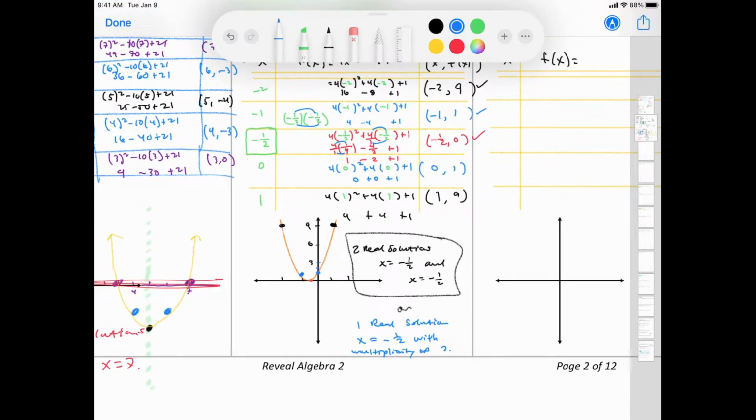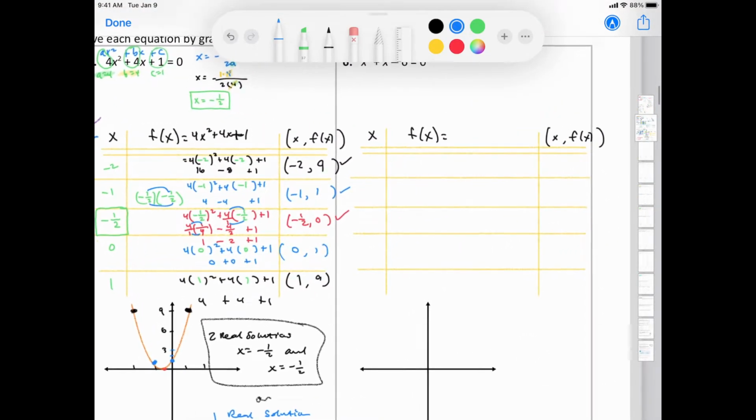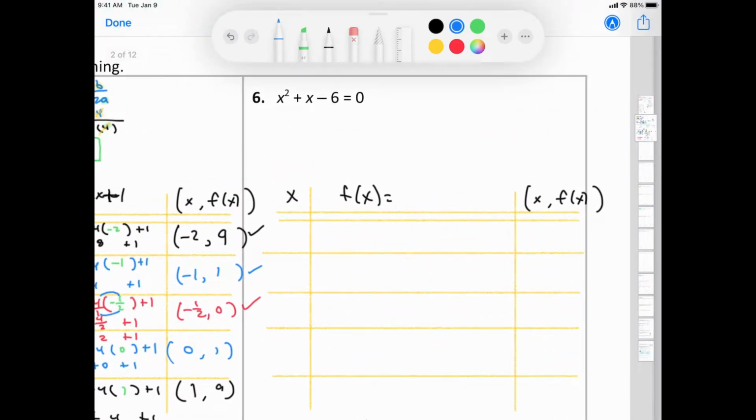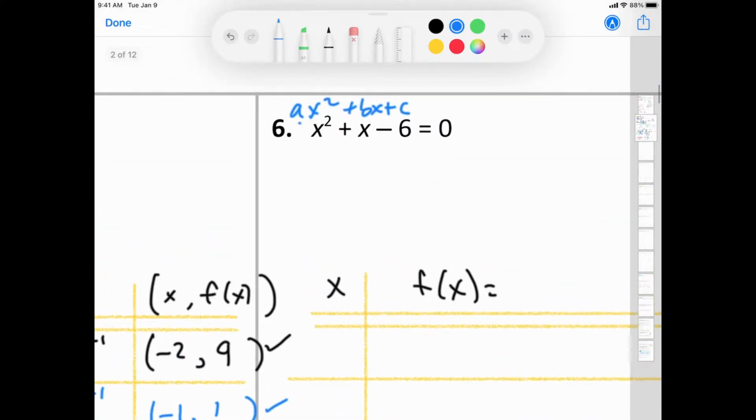Okay, and let's go ahead and try number 6. Let's write standard form above it. Remember, there's a 1 there. A is 1. Okay, there's a 1 there too, right? Nothing's there. It's either a 0 or 1, and if it was 0, 0 times anything would go away. So it must be a 1 there. And C is negative 6.